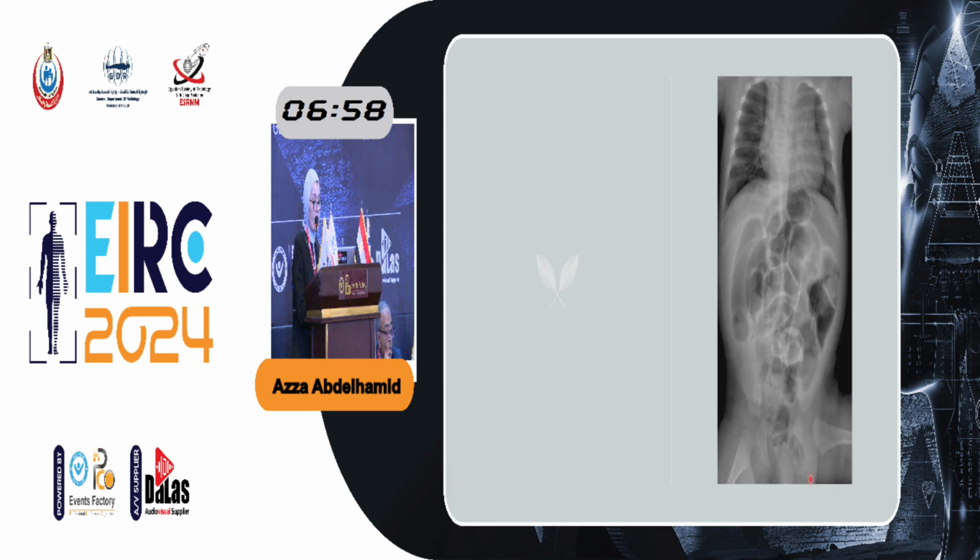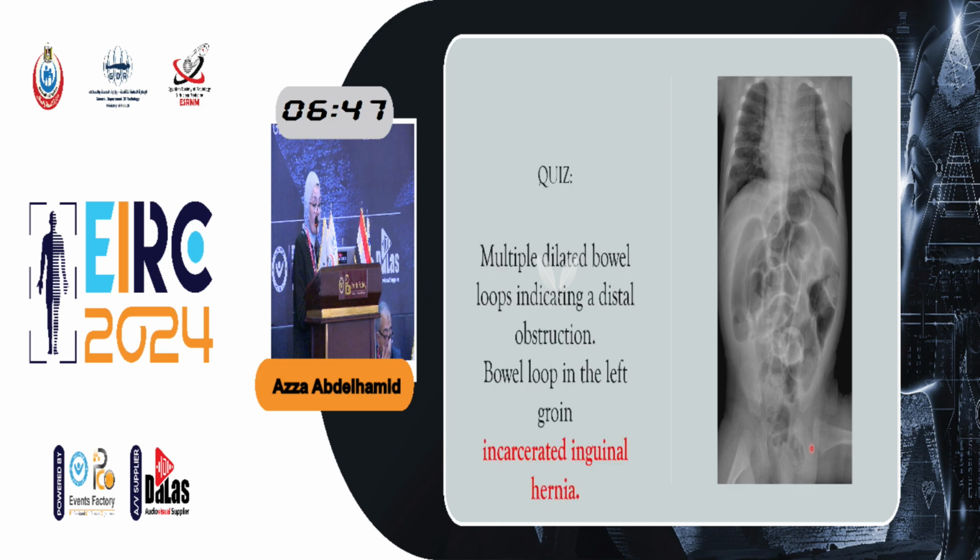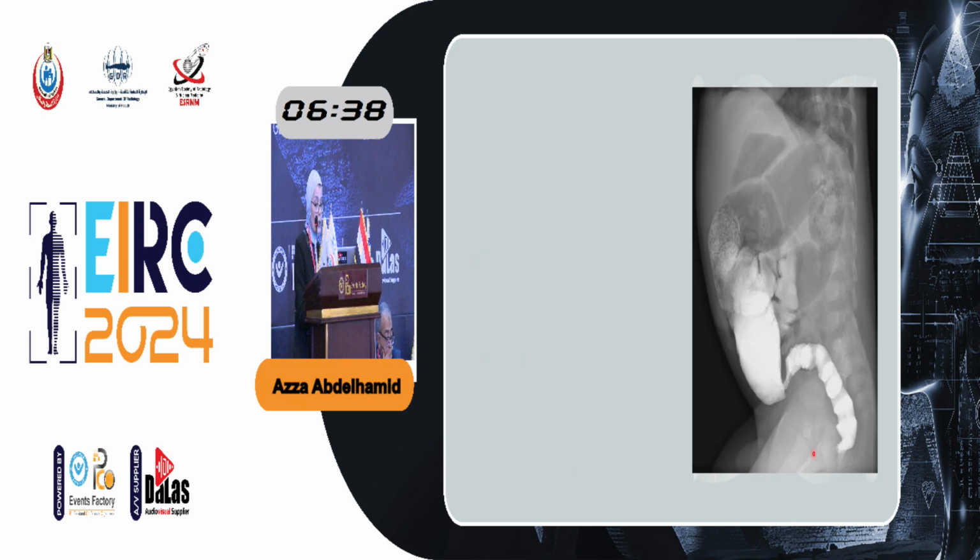Now let's go to some quiz cases. This is a baby with acute abdomen. Can you pick the abnormality? Here is the abnormality, okay? So dilated bowel loops, obstruction, and there is bowel gas in the left groin. This was a case of incarcerated inguinal hernia and could be confirmed with ultrasound.